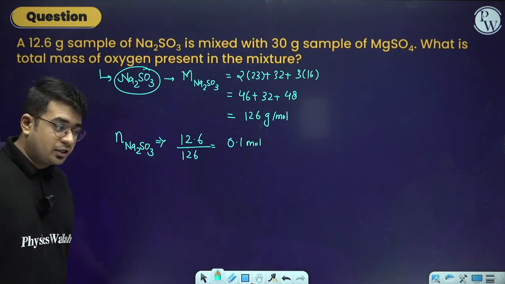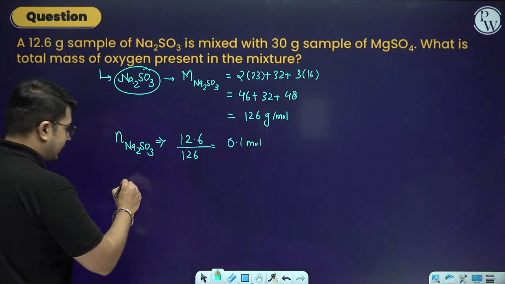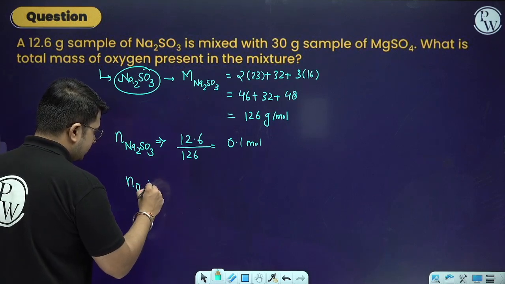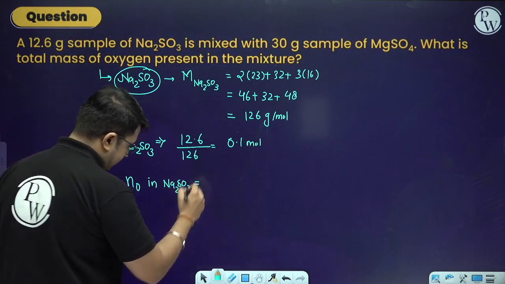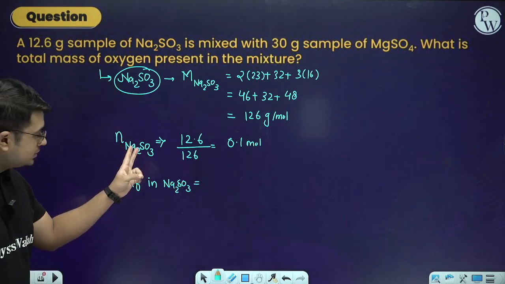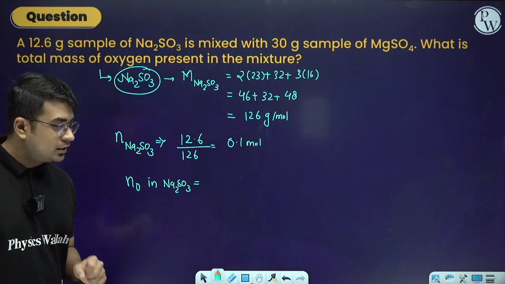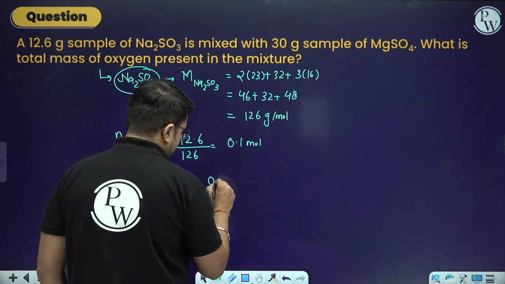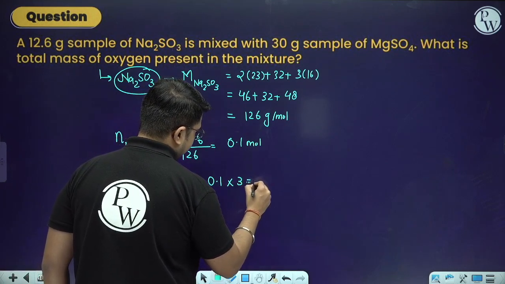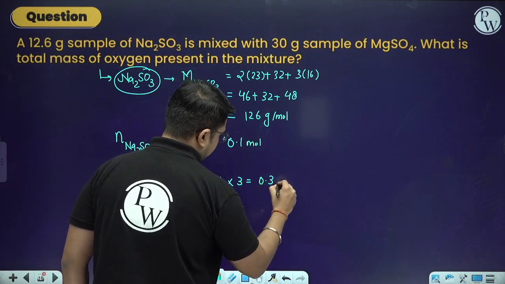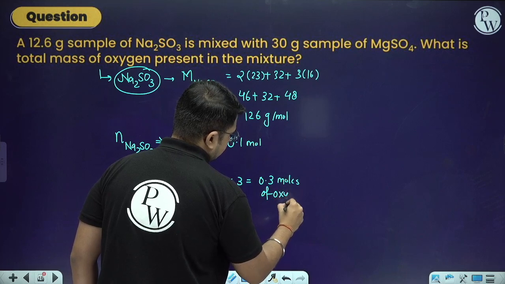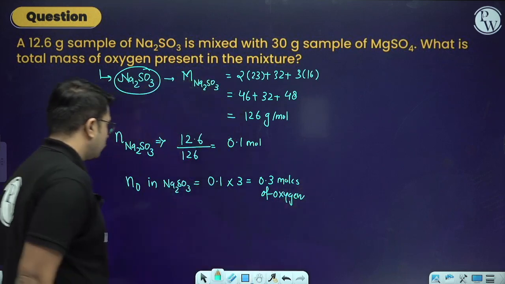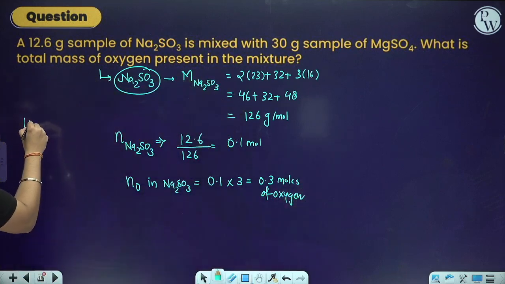Now from that particular part, can I calculate number of moles of oxygen in Na2SO3 sample? Yes. In 1 mole, you can see 3 moles of oxygen are present. So in 0.1 mole, you have 3 times, which is 0.3 moles of oxygen.